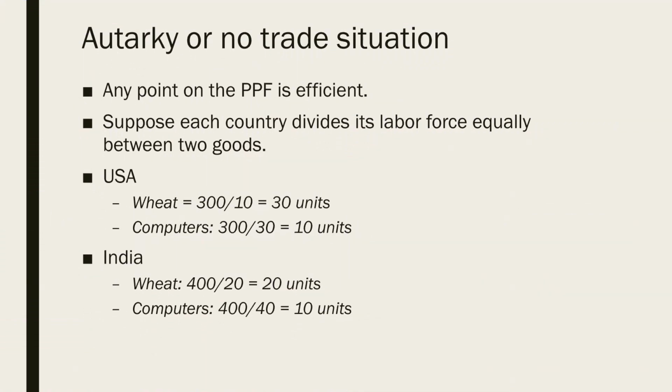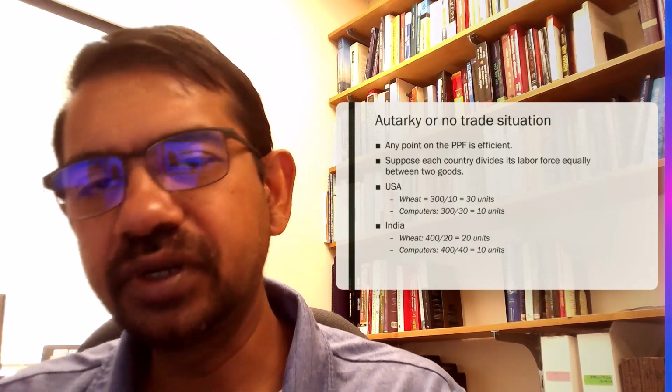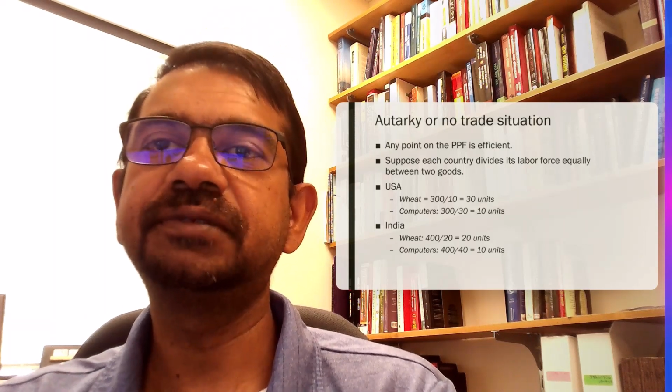Autarky is defined as no trade. So let's assume that each country devotes half of its resources to either of the goods. If US does that, we have 600 hours of work. We divide 300 for computers and we allocate 300 for wheat. We get 30 units of wheat, and we get 10 units of computers. On the other hand, in India, they get 20 units of wheat and 10 units of computers.